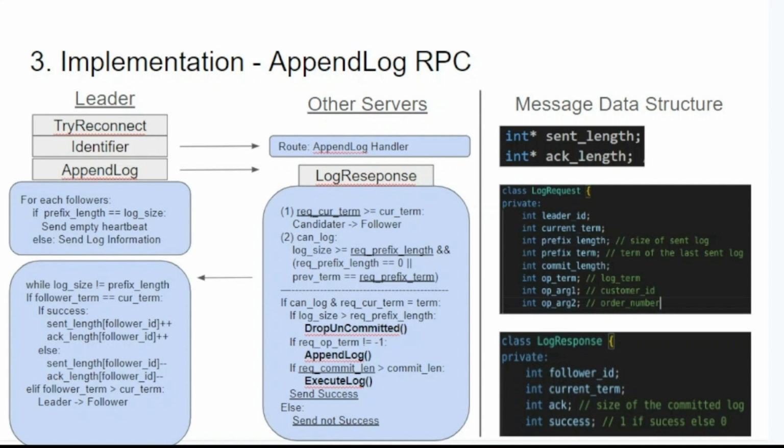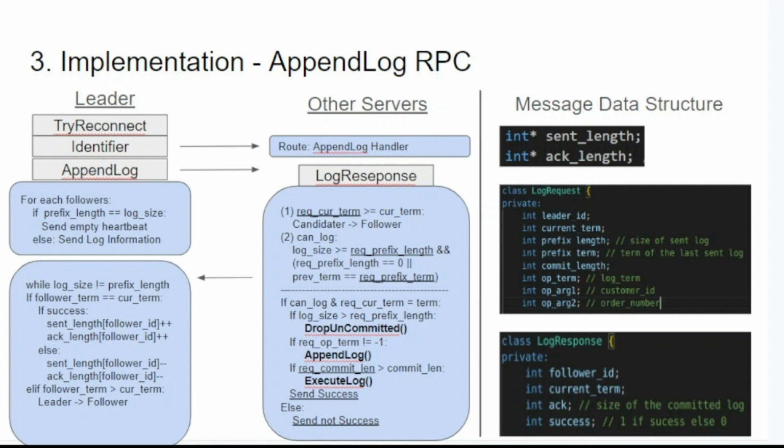Comparison with the current term happens in append log as well as request vote RPC. If the current term of the leader is bigger and the server is a candidate, it demotes to follower, and then defines canLog, a Boolean value that is true if the log size of the recipient is as big as the request's prefix length and the term of the previous log is the same. If there are more logs in the receiver, it drops uncommitted logs, and then it appends logs if it is not a heartbeat append log, and executes based on the commit length.